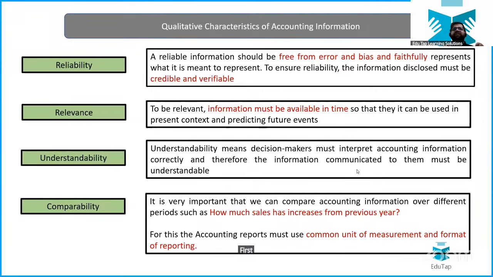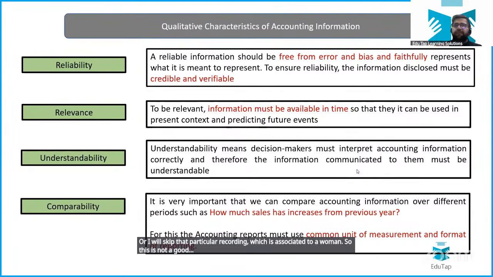First in qualitative is reliability. Reliability means that you need to provide your accounts error free or bias free. For example, if I am biased against girls, or against boys, then I will skip recording. I will say that I will only record the transactions for boys and skip the recording associated with a woman. So this is not a good fundamental of accounting. You need to provide information which is reliable. Reliable means that I can trust that you have not made some error.